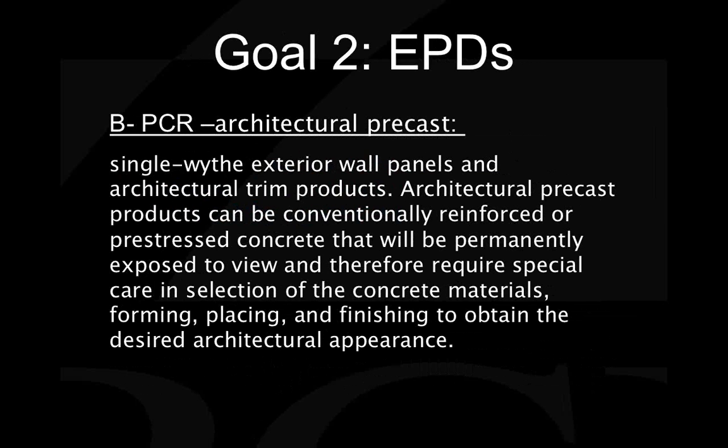Category B is the architectural precast. So these would be the things that typically would have special finishes. They would use maybe special aggregates. Their main function really is to have a nice aesthetic finish.